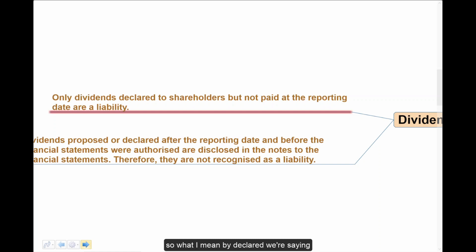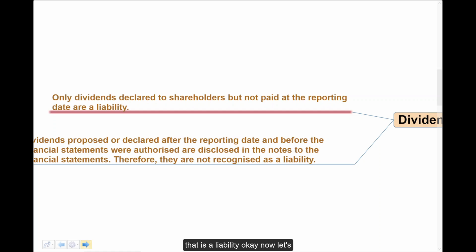So what I mean by declared, we're saying that in effect it has been decided that a dividend will be paid, and that was decided by the reporting date. So there's a liability. There's no way around it. We don't decide a day later, do you know what? Let's not pay those shareholders that dividend. It has been declared. Those dividends have been declared. Therefore, that is a liability.